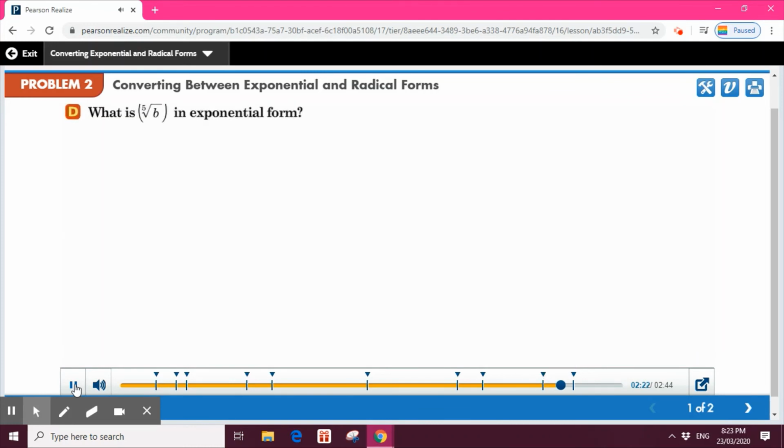Part D. What is the 5th root of b to the 3rd power in exponential form? The index is 5, so use 5 as the denominator of the exponent.